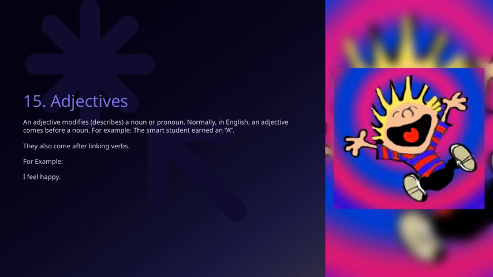student. But adjectives can also come after linking verbs, which connect the subject to a description or a state of being. For instance, in "I feel happy," the word happy is an adjective that follows the linking verb feel, giving us more information about how I feel. Understanding where and how adjectives are used helps us create clearer, more descriptive sentences, which ties into the overall theme of mastering language and communication.